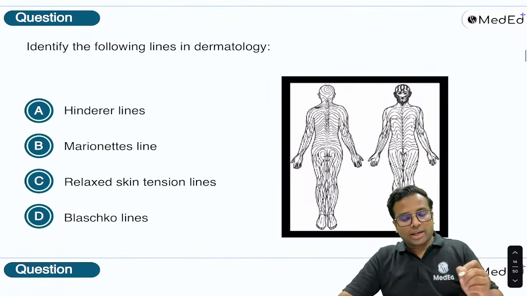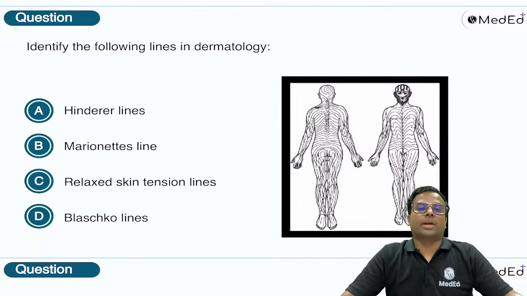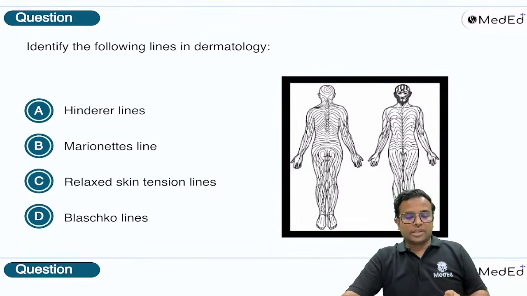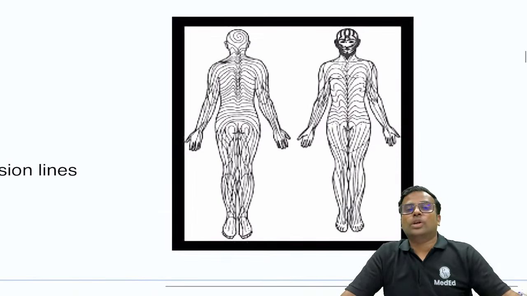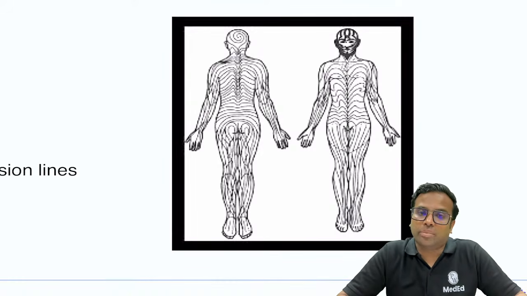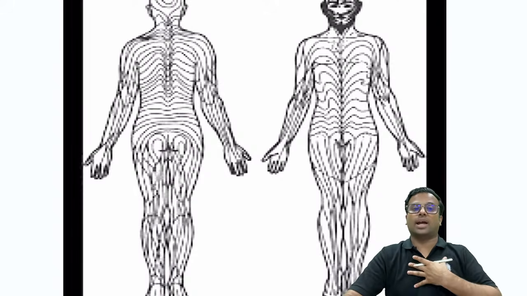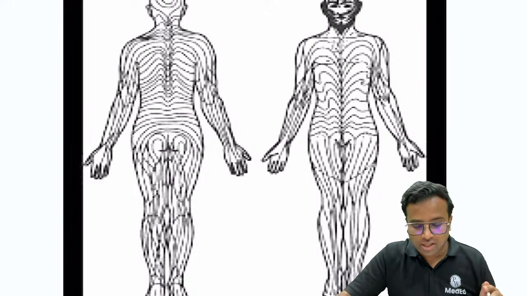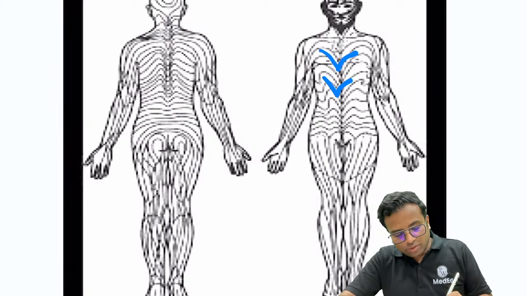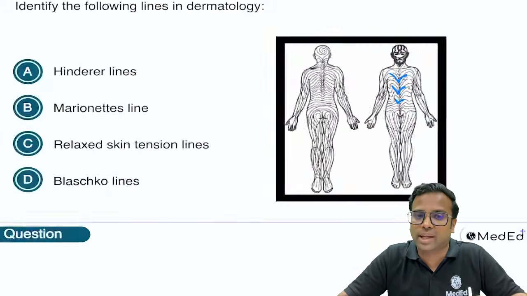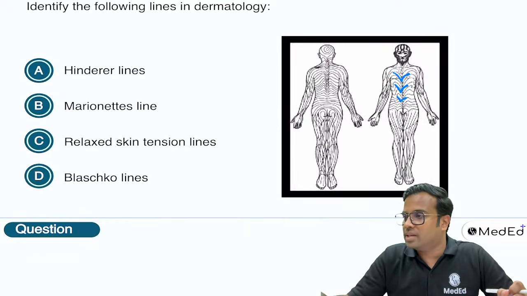Identify the following lines in dermatology: Hinderer lines, Marionette's line, relaxed skin tension lines, or Blaschko lines. I can just zoom this image for you. Whenever I see this kind of image, I always look for the pattern that you can see in the anterior and the posterior part of the chest, right? If you are able to see this V-shaped pattern, what is this lesion or the lines most likely to be? Easy question, hai na?